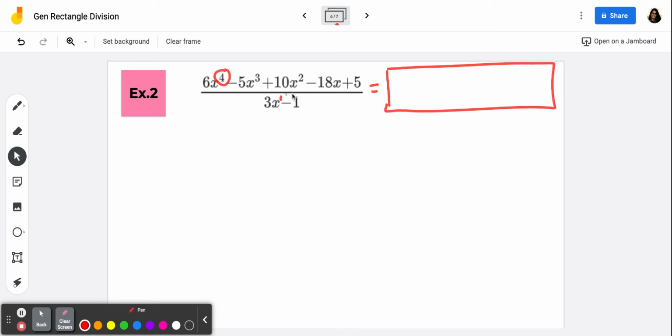1x, or x to the 1 times x cubed, would give me x to the 4th power. So I'm expecting a cubic. A 4th knocking out 1 degree would give me a cubic. At least I think that's what I'm expecting. Now, how do we do this problem? I'm teaching you the method of generic rectangle. Let's set it up. 3x minus 1 on the side.